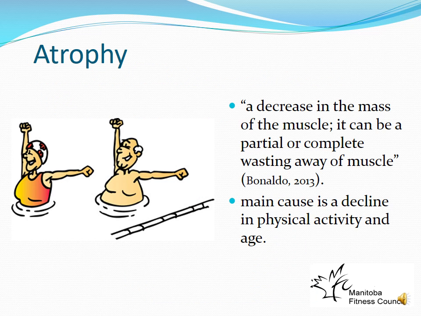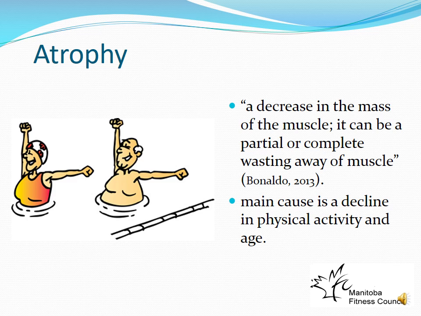Atrophy. So hypertrophy means hyper is a lot, like an increase. Trophy is growth, okay? So now we're going to talk about atrophy. A meaning not or without growth. So atrophy is a decrease in the muscle mass. And this could be a partial or complete wasting of the muscle.